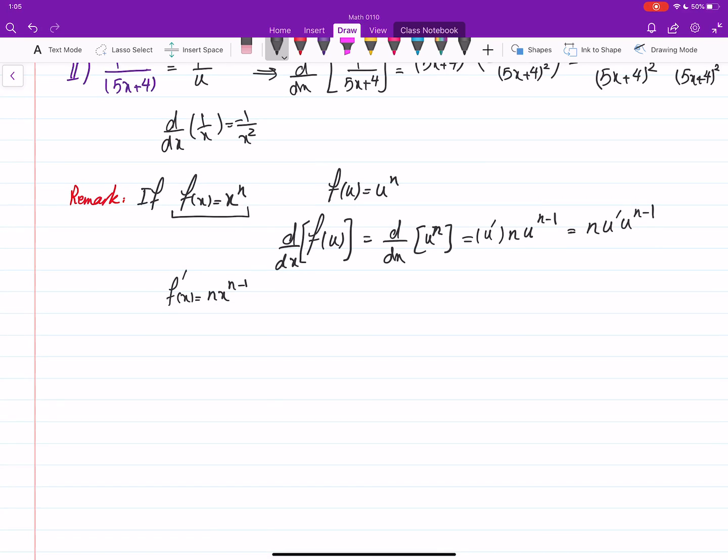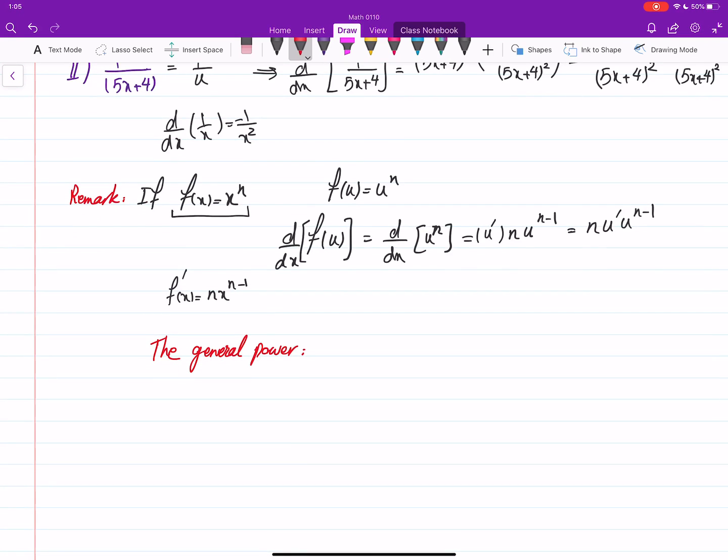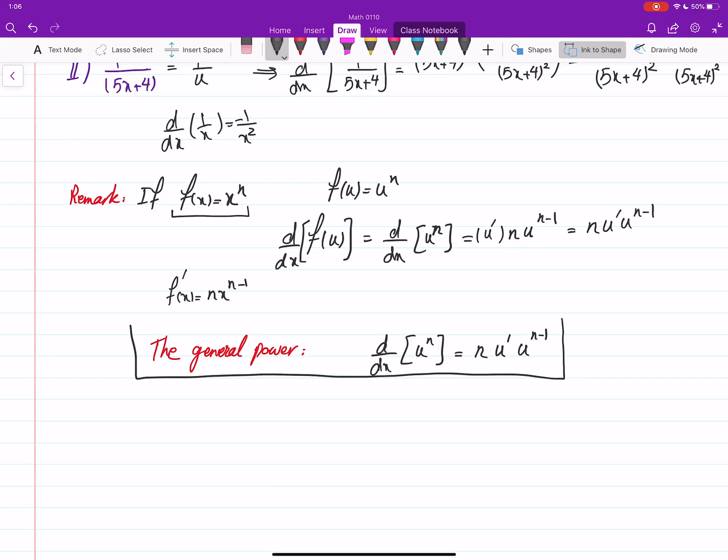Let me write this, and your book likes to say this is the general power rule. You will see me or hear me saying power plus chain. That's what I like to call it. So what is this? If you're trying to find the derivative of u to the power n, this is very similar to what we had before, n u to the power n minus 1, but you have to multiply by the derivative of u to have the complete and correct derivative.